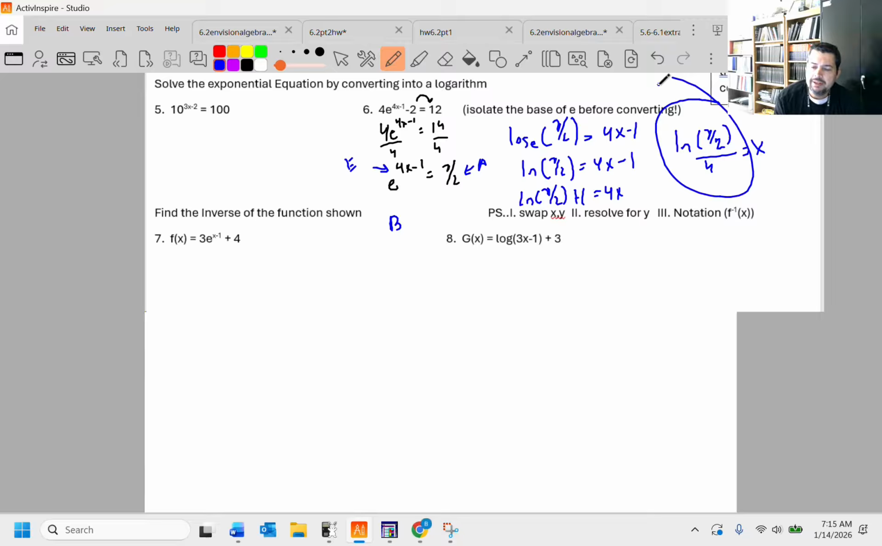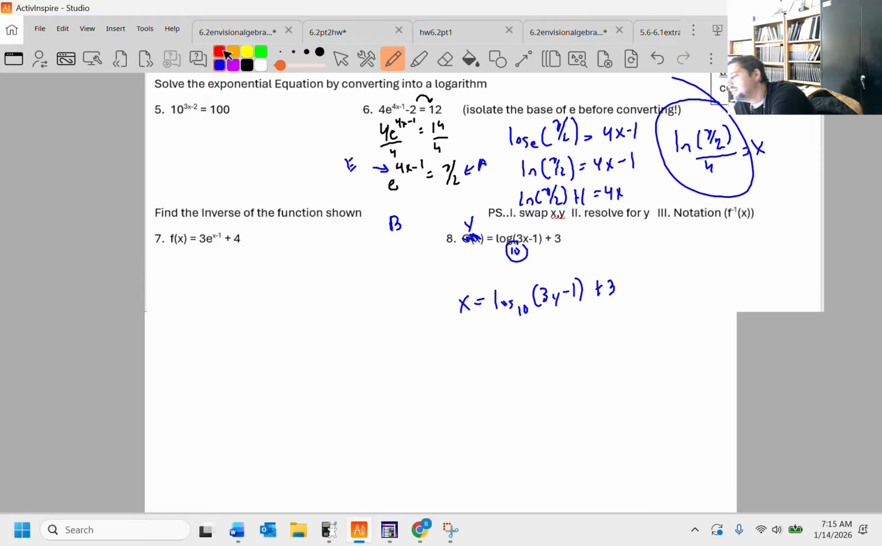Let's see here. Find the inverse. I should probably do at least one of these. So I'm going to put that little understood 10 there. This is y, and y becomes x. So we have a log base 10 of 3y minus 1. And it's actually a big deal that you put that 10 there. A lot of kids won't do it. You got to have it there.